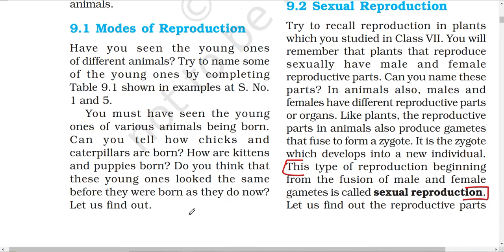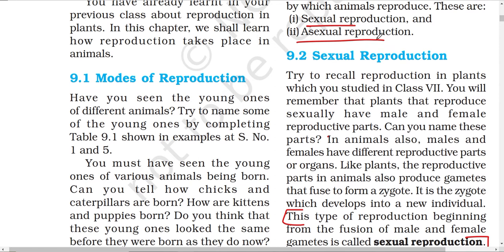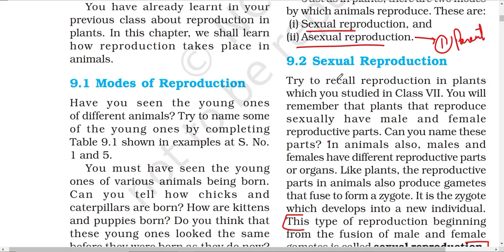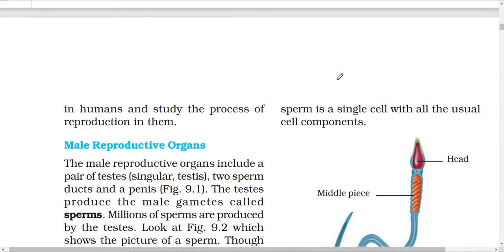In this, we need two parents. But if we simply talk about asexual reproduction, in this no fusion of male and female gamete occurs, and we need only one parent. So this is the difference between sexual and asexual reproduction, which I have already told you. I'm just giving you some important information here. I'm not reading the chapter, which you can read at your home. I'm just explaining the things.